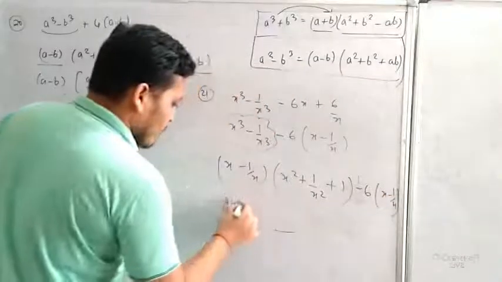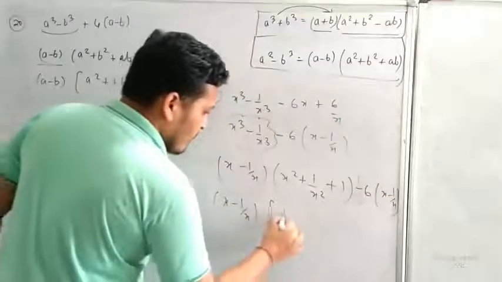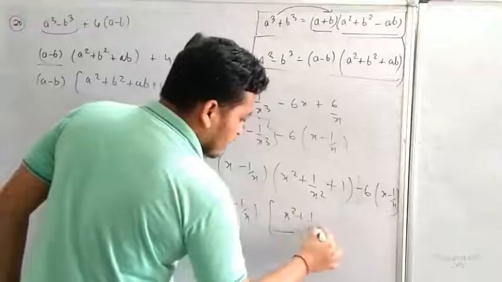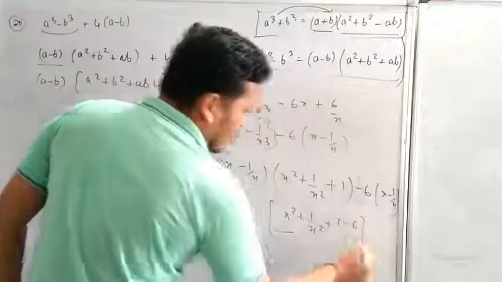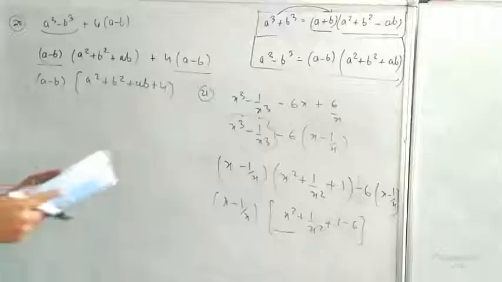Again (x minus 1 by x) is common in the whole part, remaining is x square plus 1 by x square plus 1 minus 6. On solving this you can calculate your answer.